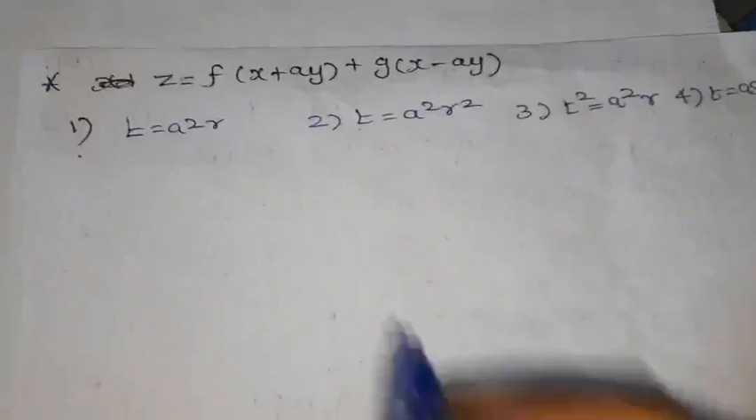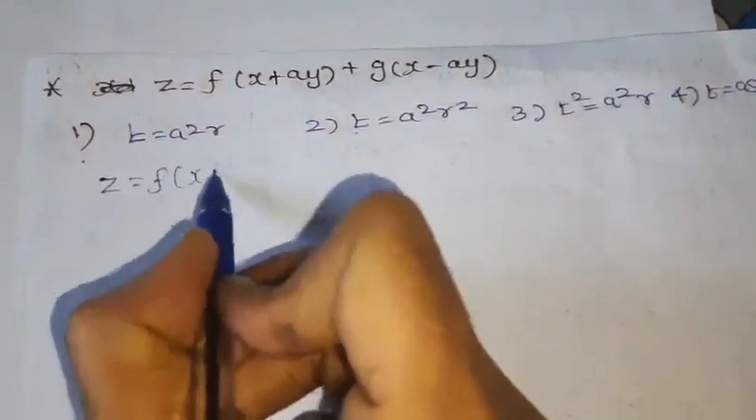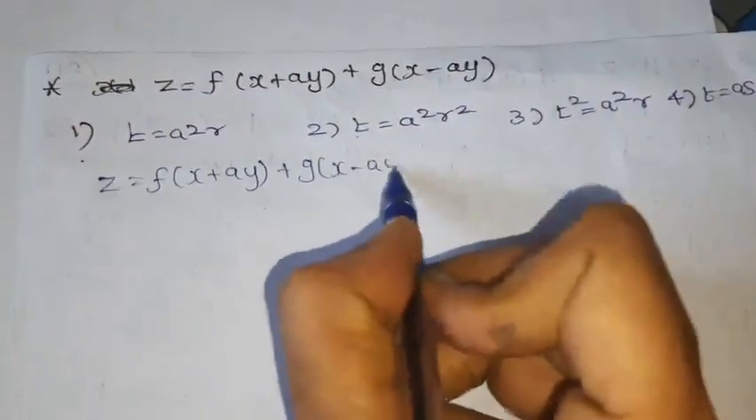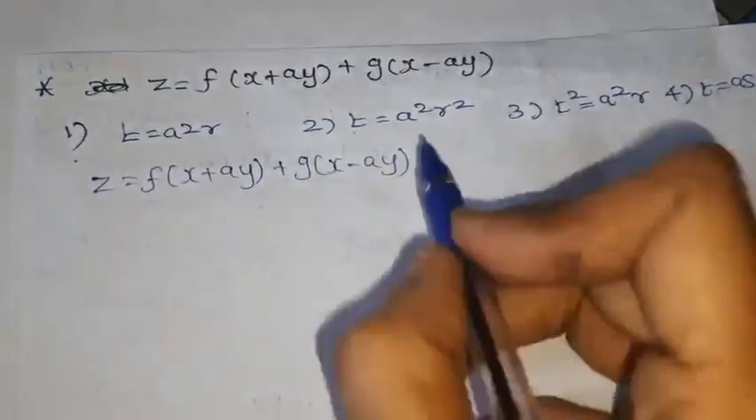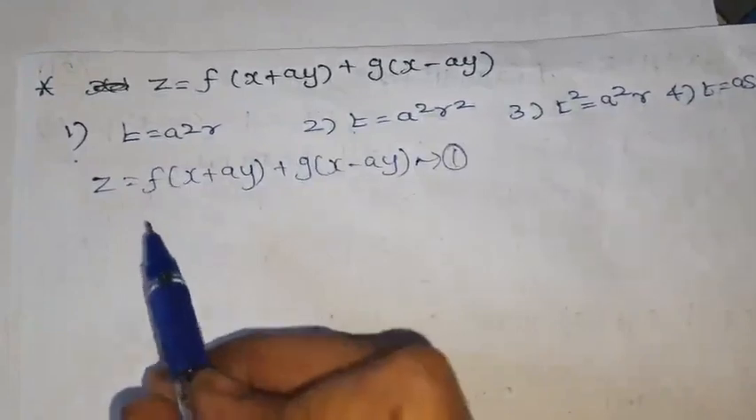See, what is given? What is the given equation? z = f(x + ay) + g(x − ay). What do we need to do first? This is equation number 1. Differentiate, partially differentiate with respect to x first.